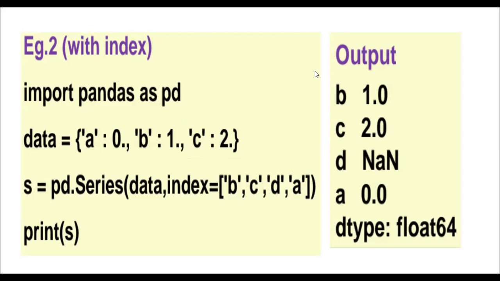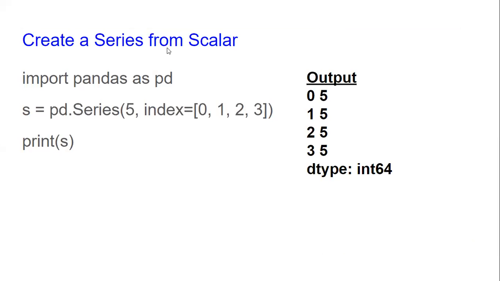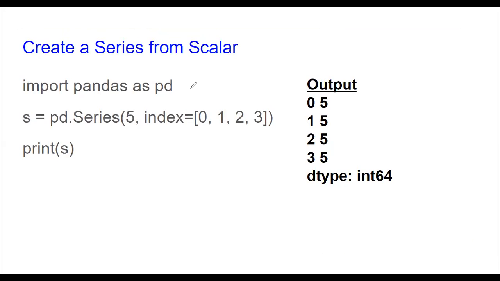Now the next is creating a series from a scalar. So scalar means nothing but, as I told in the beginning, a constant is called a scalar value. Now I want to create a constant value in my series. So we know how to do import pandas as pd. s is equal to pd.Series open bracket 5. Now if I close over here, only one value I will get in my output. So how many values do I need in my output? Here index is compulsory when you are giving a scalar value. Otherwise you will get only one.